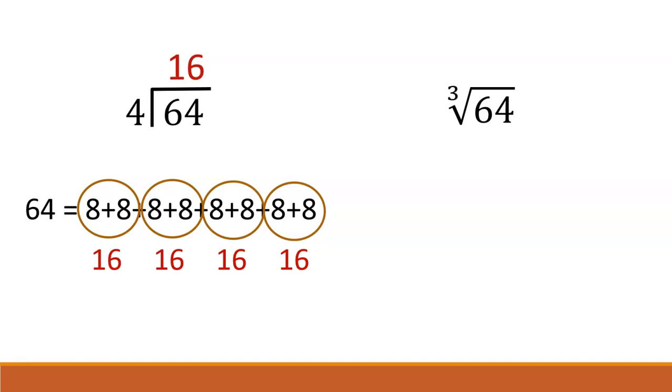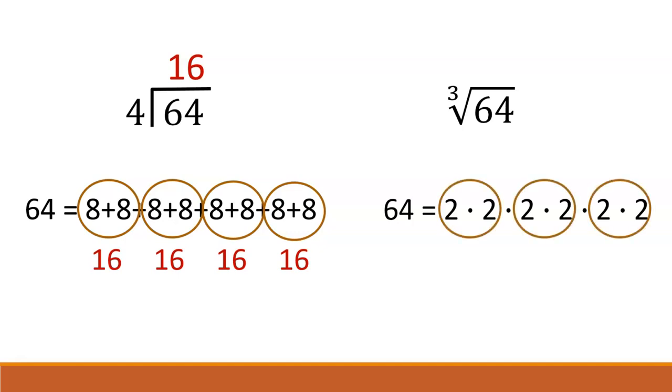Now how about the radical? This one's a cube root, but still we need to take that 64 and break it up as a product. The index is 3, so we'll break those 2's up into 3 equal groups. Each group contains 2 times 2, which is 4. So the cube root of 64 is 4.